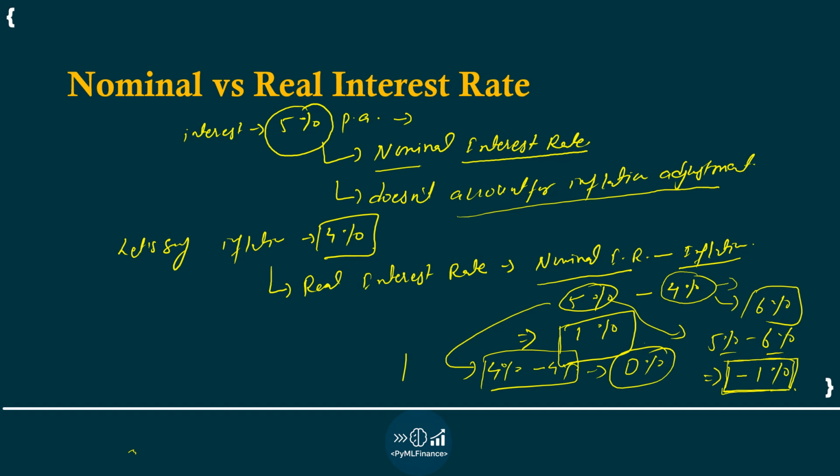So this is the concept of nominal and real interest rate. Nominal is simply the interest rate specified by the banker, and the real is the inflation-adjusted interest rate, that is, the nominal interest rate minus the inflation rate gives you the real interest rate. So this is the overall concept of nominal and real interest rate.